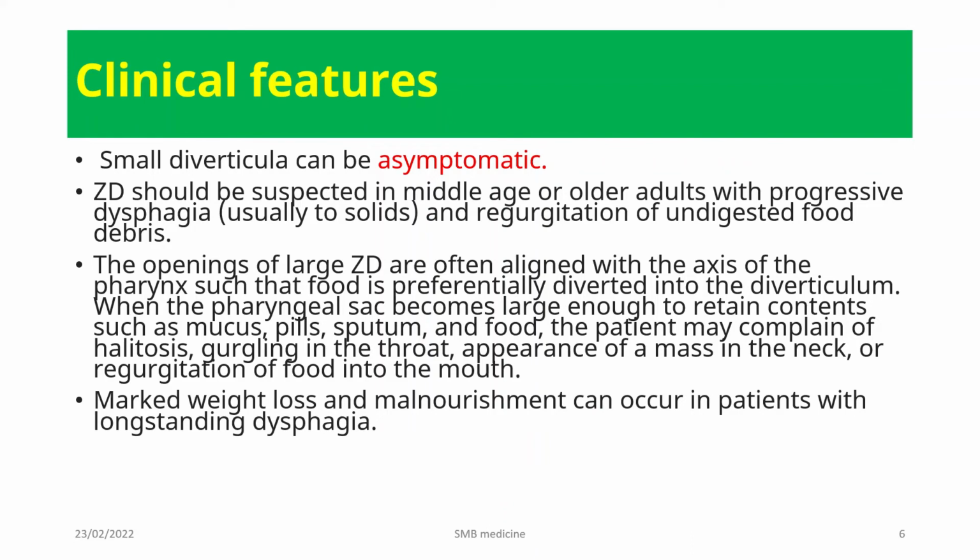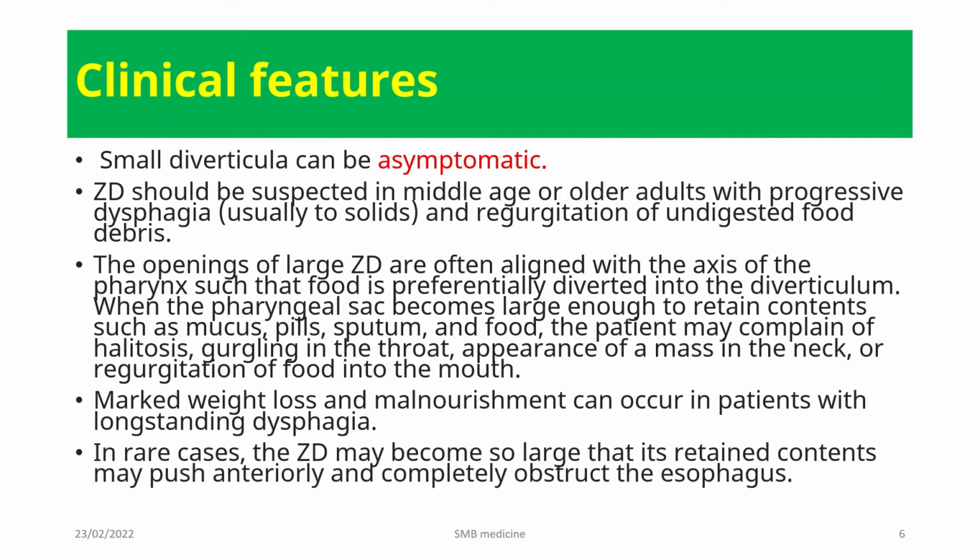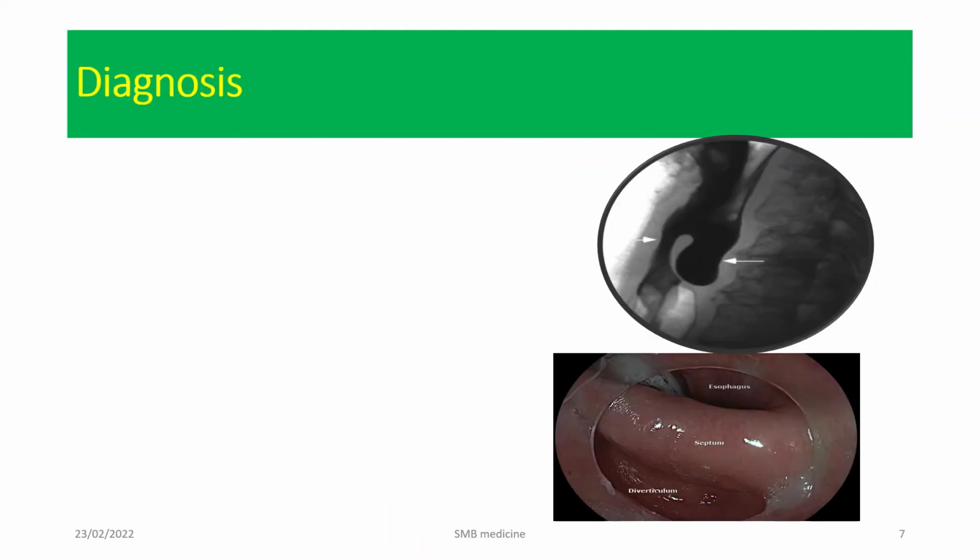Marked weight loss and malnutrition can also occur in patients with long-standing dysphagia, and in rare cases the diverticulum may become so large that its retained contents push anteriorly and completely obstruct the esophagus.